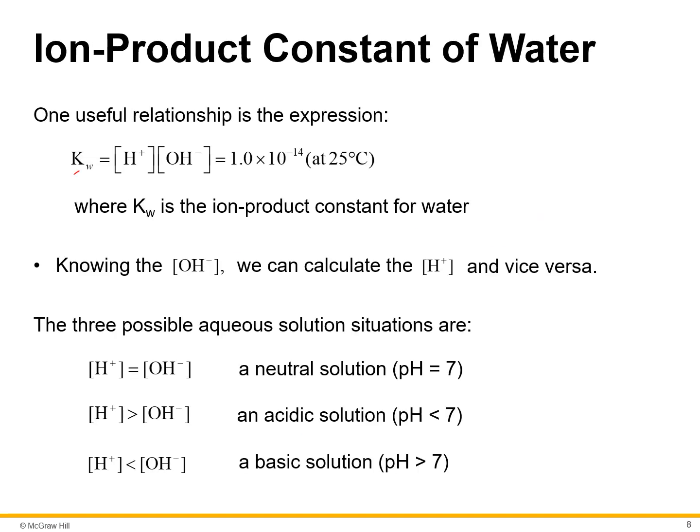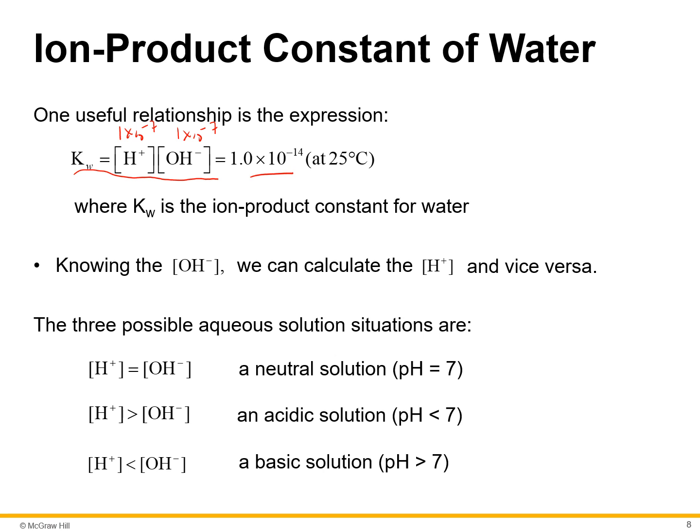Another equation that brings together H+ and OH- is this Kw value. All that's telling us is that at 25 degrees, we have a Kw, which is an ion product constant. It brings together H+ and OH-. So for instance, if the pH is 7, you'll have 1 times 10 to the minus 7 H+ and 1 times 10 to the minus 7 OH-, which gives us our 1 times 10 to the minus 14 constant.